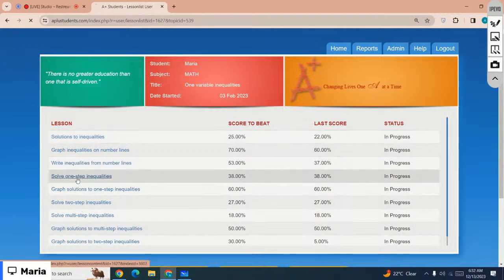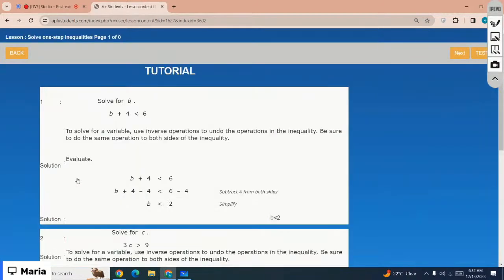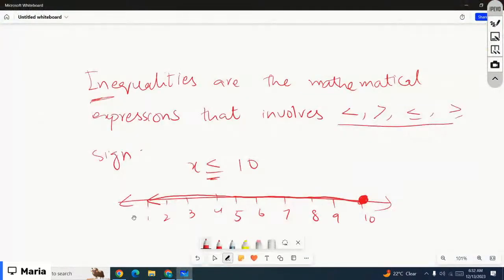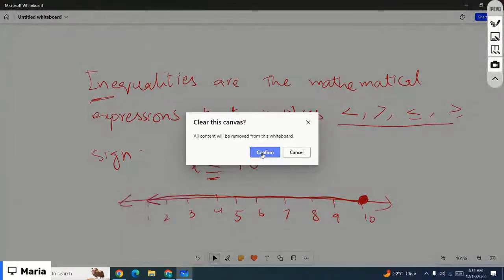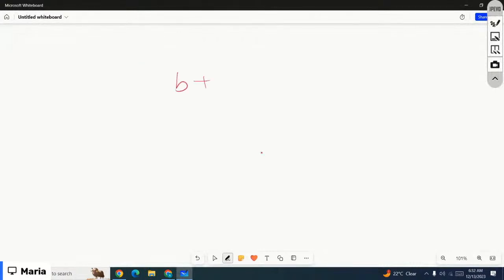Okay, the next one is solve one step inequalities. Now we're going to see how we solve the inequalities, right? So basically, when we are solving the inequalities, we have to isolate the variable. Let's just look at the first example. b plus 4 is less than 6. How do we solve the inequality, right? We have to isolate the variable b. Isolation means on one hand side you have just the variable and on the other side you have the solution of the inequality, right?